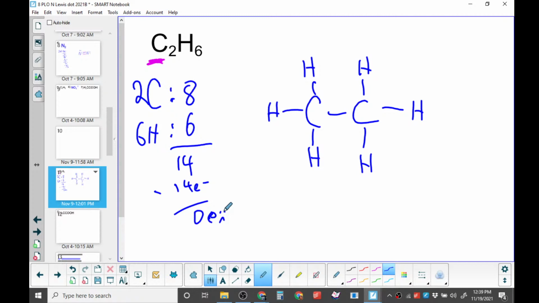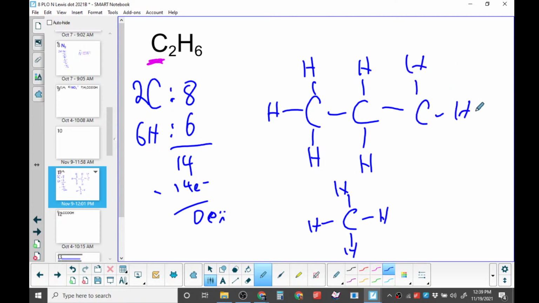Carbon each has an octet. Hydrogen has its 2. This is ethane. You've heard of methane gas? Methane gas is like this. This is ethane gas. If you wanted to make propane gas, so you could burn it on a barbecue, propane gas is just like this. When you burn propane gas, that's all you're burning. 3 carbons.